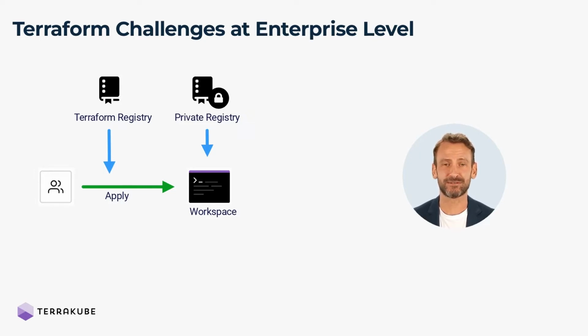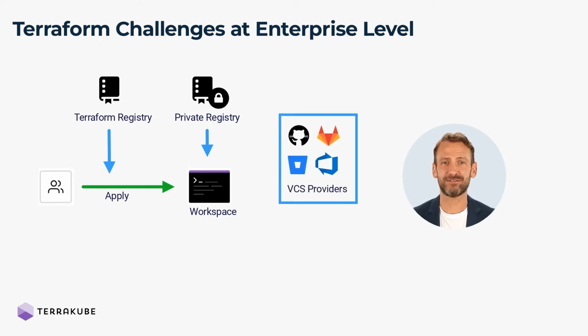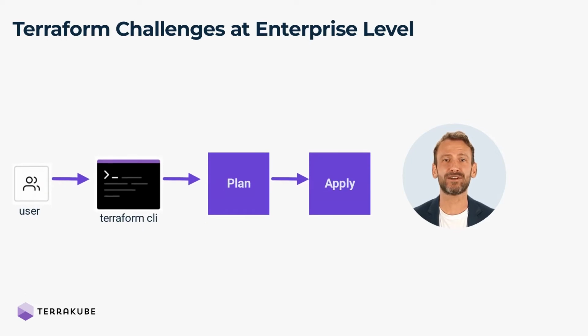One advantage of infrastructure as code is that you can version your code using a VCS provider, like Bitbucket, GitHub, GitLab, or Azure DevOps. However, by default, Terraform doesn't provide any built-in integration with VCS providers. So you will need a platform to integrate your Git repositories with workspaces and modules in order to improve team collaboration.